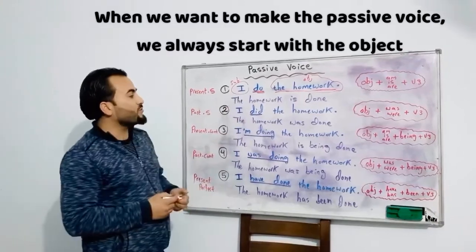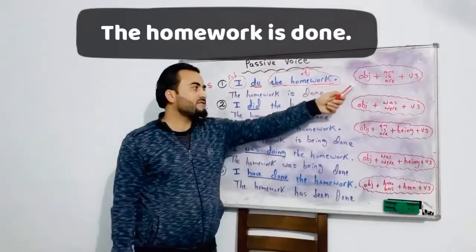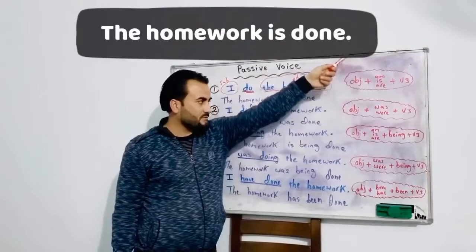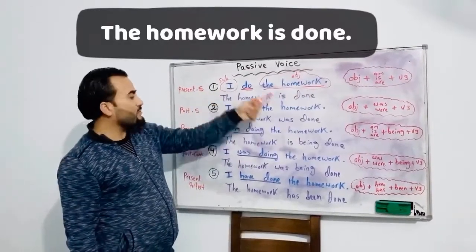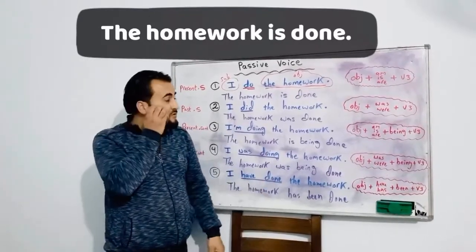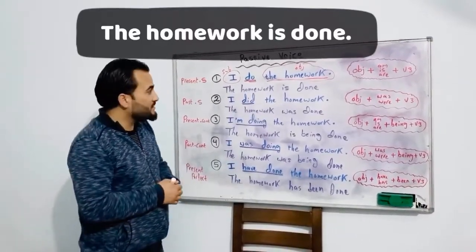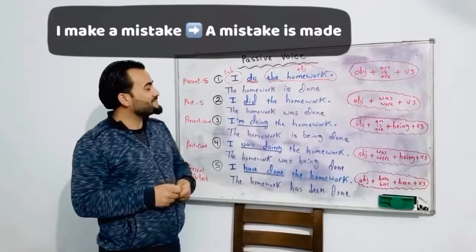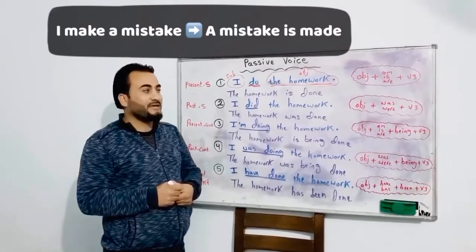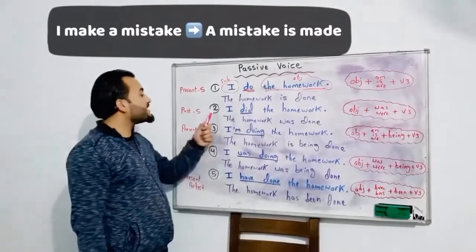So I do the homework. The homework is done. Object, am, is, or are, plus the past participle. I do the homework. The homework is done. Maybe I don't know who does the homework, or it's not important. Another example: I make a mistake. A mistake is made. Very nice. I make a mistake. A mistake is made.